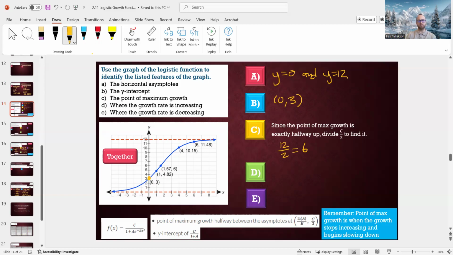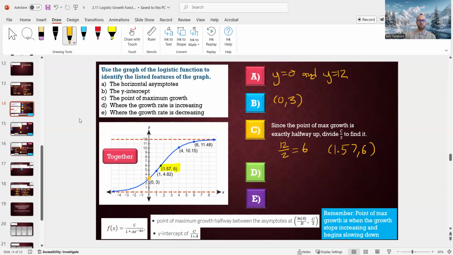we have 6, but do we have the x value? Because that tells us how high, right? So let's look for a point. Do we see a point with a y value of 6? We do. So excellent. We were able to identify that. You can't just guess. We had to actually do a little math there to be sure. But now we know the entire point of max growth is right here.